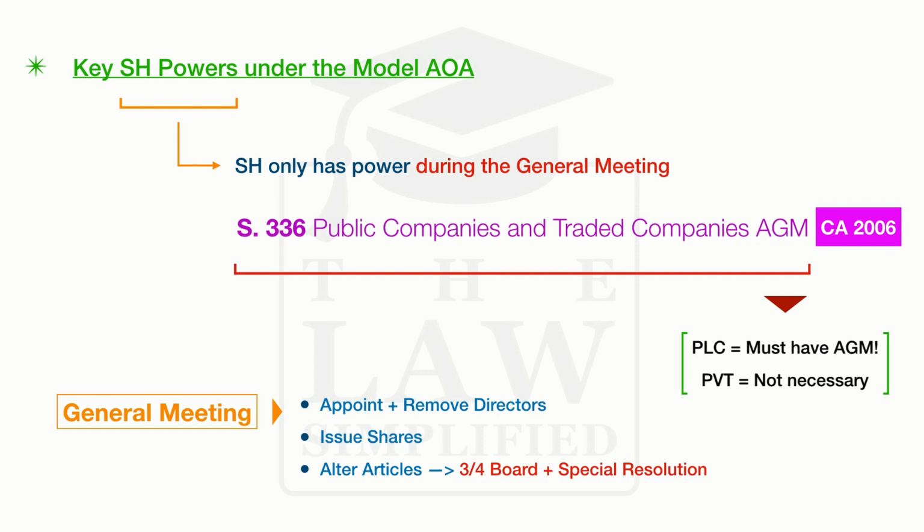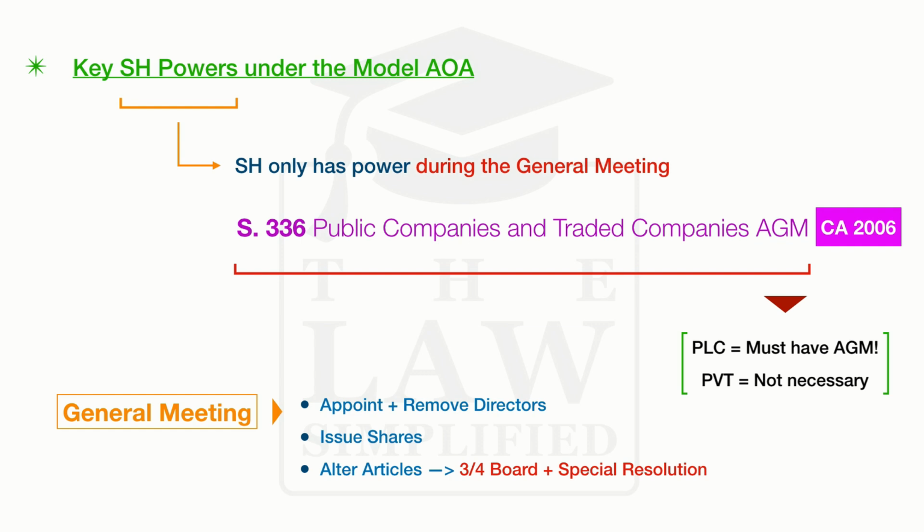But what's important to understand at this juncture is what powers are actually conferred on the shareholders when it comes to these general meetings. While each company will have its own distinct set of powers, generally, it'll provide an opportunity for shareholders to vote on the appointment and removal of directors, the issuance of shares, altering of the articles in some instances, with obviously a much more stringent regulation such as a 3/4 majority in the board, as well as a special resolution.